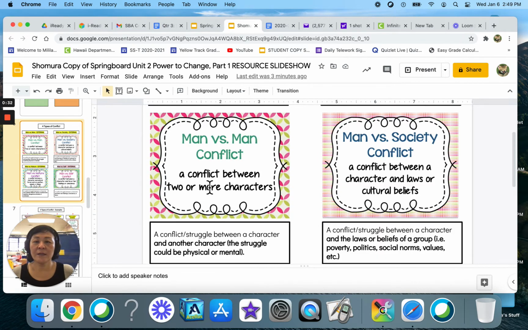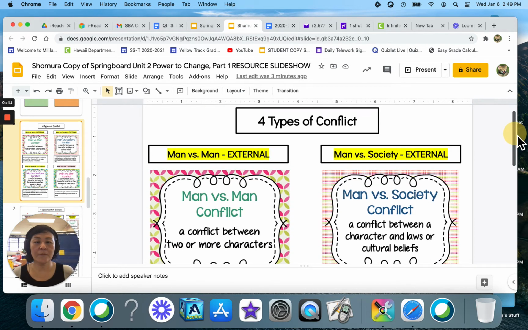You see that there are 4 types of conflict here. Okay. The first one, and yesterday you guys learned about internal and external conflicts. Of the 4 types of conflict, 3 of them are external conflict, which means it's conflict that's happening outside of the person. Okay, it's not happening in someone's mind or in their heart.